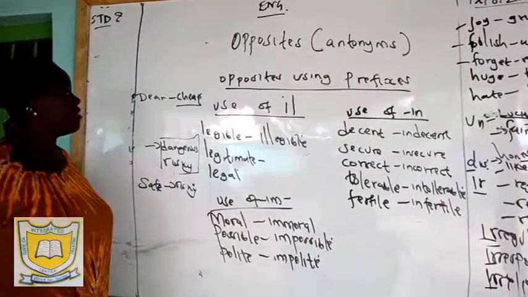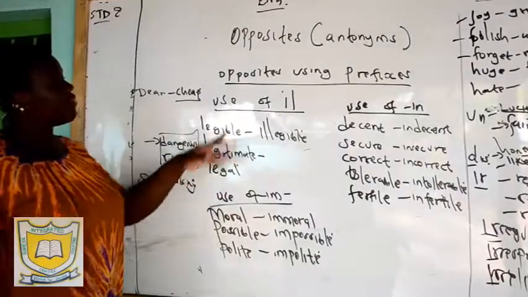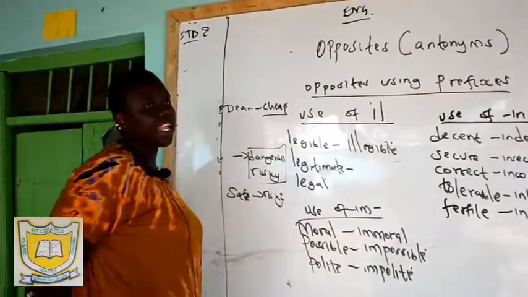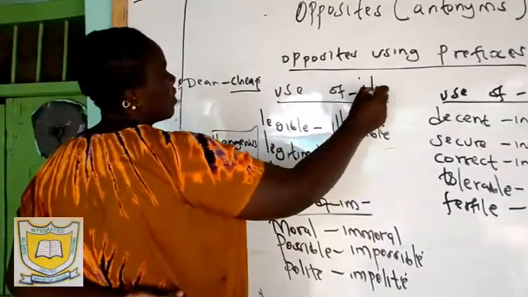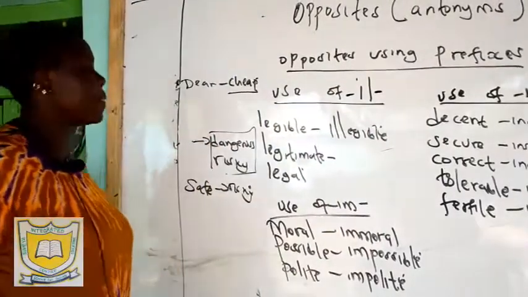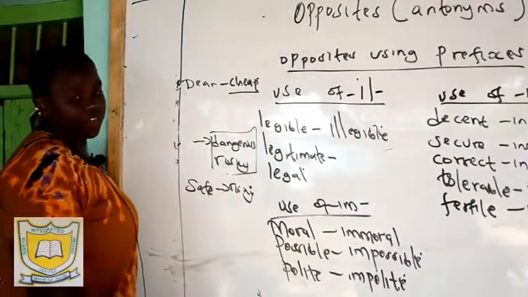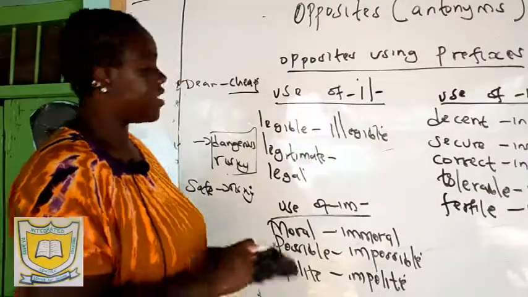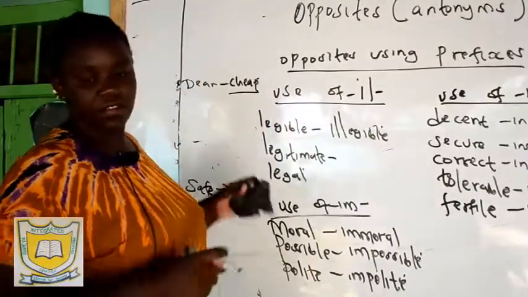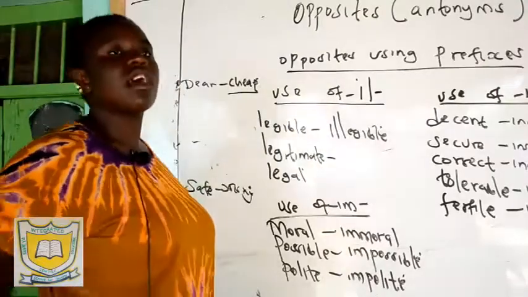It is going to be a short lesson. We have use of "ill". Use of "ill" as a prefix to come up with the opposite of words. And I've tried to come up with some examples of words that take "ill" to come up with the opposite.